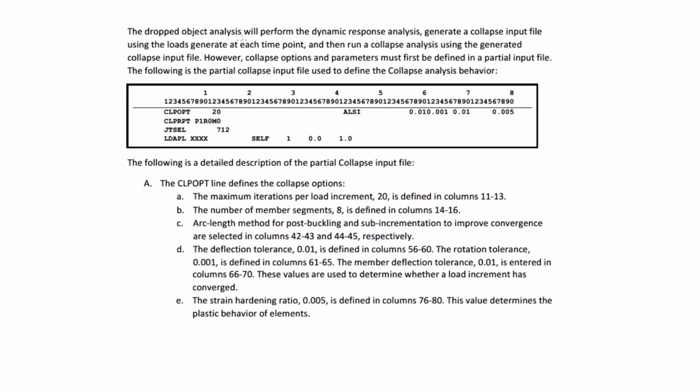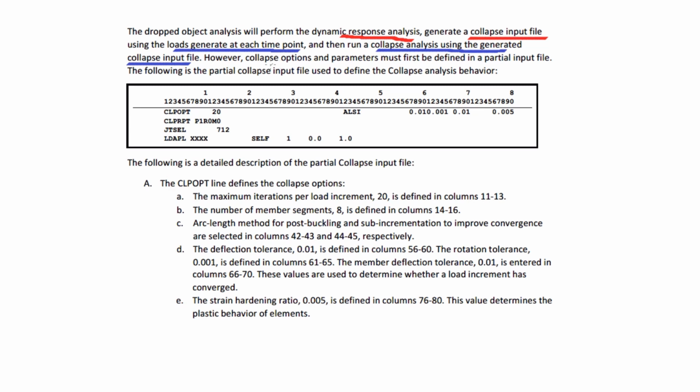The dropped object analysis will perform the dynamic response analysis and generate the collapse input file. So here the collapse input file will be generated during the dynamic response analysis, using the loads generated at each time point. Then a collapse analysis is performed using the generated collapse input file. Once the dynamic response analysis is done, it will generate the collapse input file for each time point. Loads will be generated, then using those loads the collapse analysis will be done.